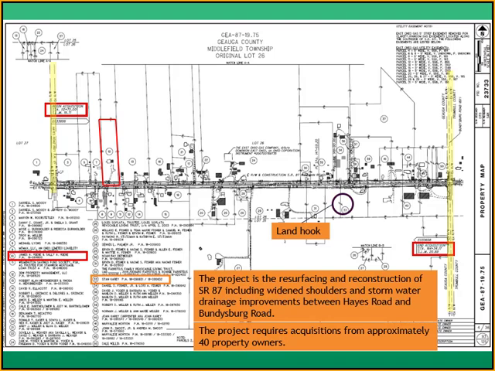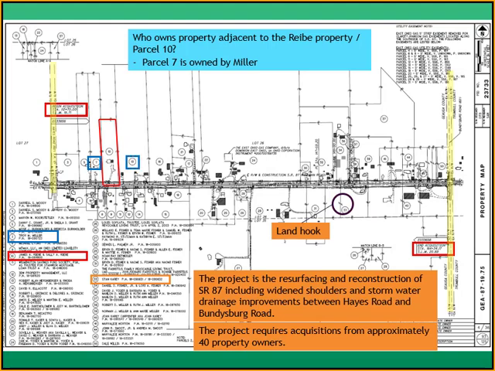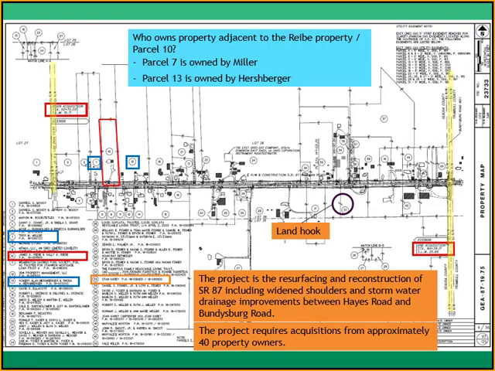All right, and the owner of parcel 33, I've outlined in brown there, I believe is Stan Carey. All right, so question, who owns the property adjacent to the Ribe property, which is parcel number 10? So it's parcel 7 is one of the owners, and the owner of parcel 7 is outlined in blue here, and that's owned by the Millers. To the right, there's an ownership identified as parcel 13, also outlined in blue below, and that is owned by Hirschbergers.